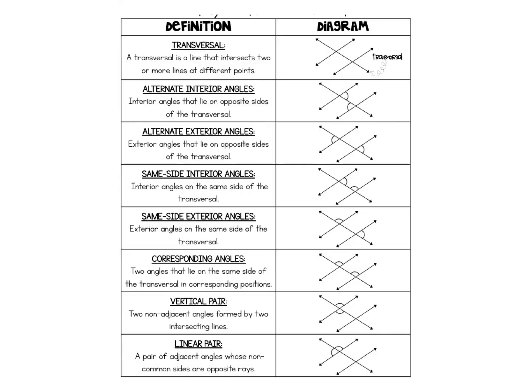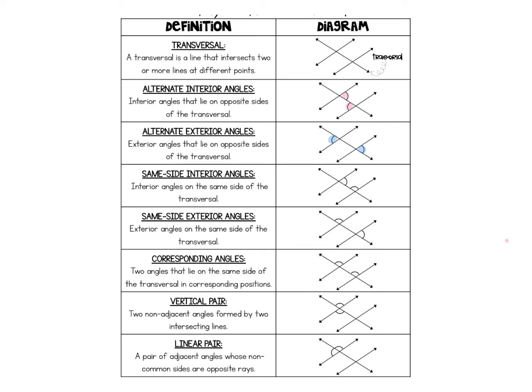Here's another diagram of the definitions and the positions of angles formed by a transversal. Alternate interiors are opposite sides of the transversal inside the parallel lines. And remember, they're non-adjacent, so they cannot be next to each other. Alternate exterior are outside the parallel lines, opposite sides of the transversal, also not a linear pair.